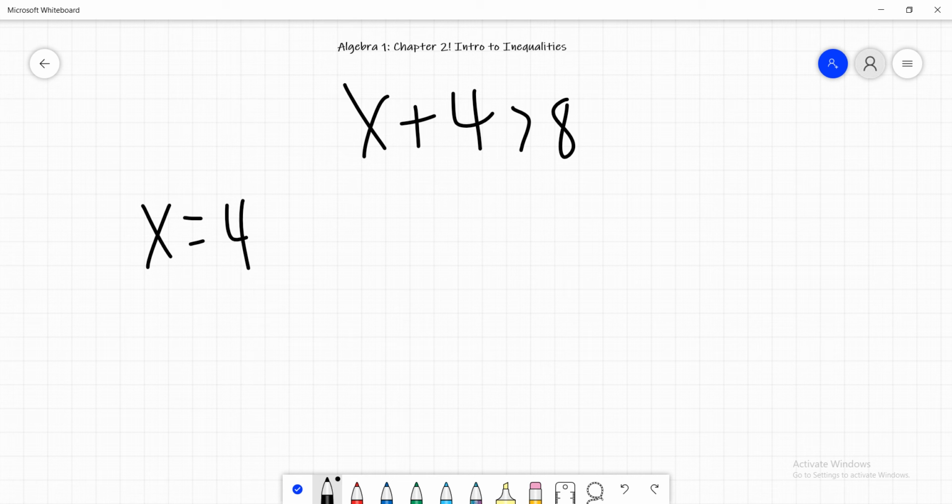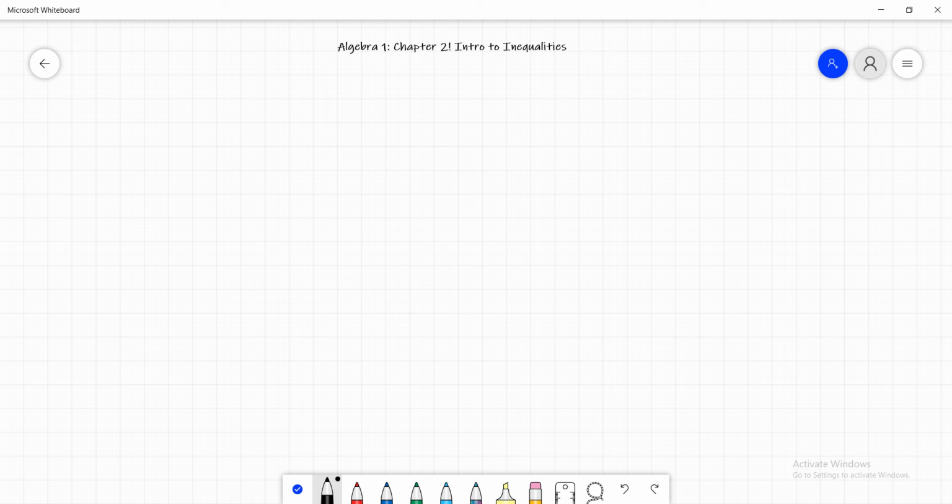So let's take x is equal to 4. 4 plus 4 is 8, but is 8 really greater than 8? No, it's not. 8 is equal to 8. 8 could be greater than or equal to 8, but it's not greater than 8. So x cannot be 4. But I think x can be anything greater than 4, right? So 5 should work. 5 plus 4 is 9. 9 is obviously greater than 8. x could be 10. 14 is greater than 8. Yeah, that's true. So that's how you'd say an inequality is true. I just wanted to look at that before I got into number lines and stuff.